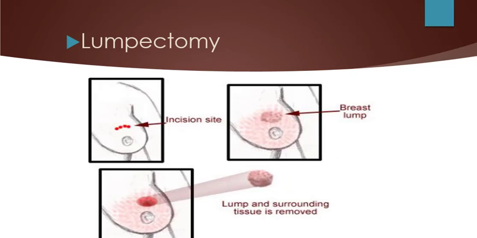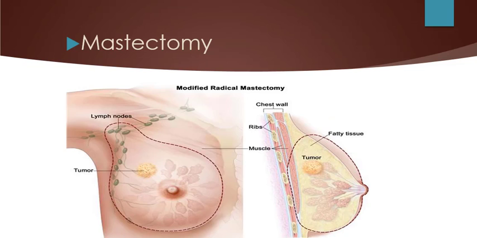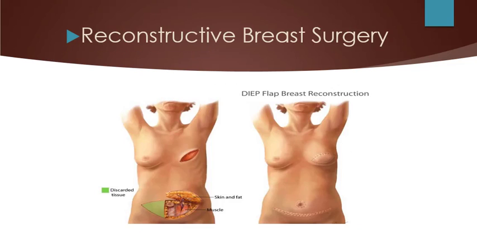The next is a lumpectomy. Excision of a small primary breast tumor and some of the normal tissue that surrounds it. This is generally the first step in treating a breast tumor. Mastectomy is a complete or partial excision of one or both breasts.